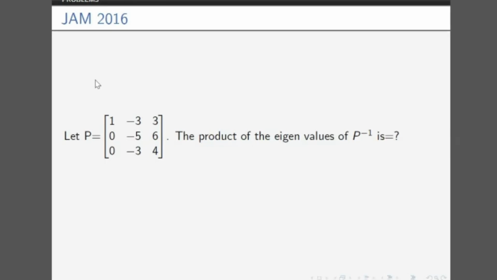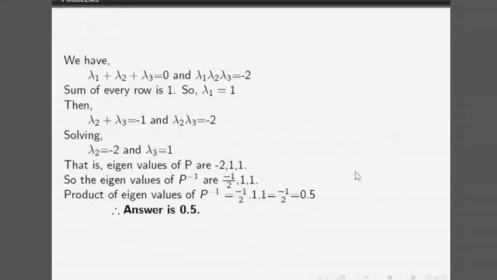The eigenvalues of P are minus 1, 1 and 2. And therefore, the product of eigenvalues of P inverse is 1 by 2 into minus 1 into 1. That means minus 1 by 2. Okay, good. So I have used the idea of eigenvalues actually.